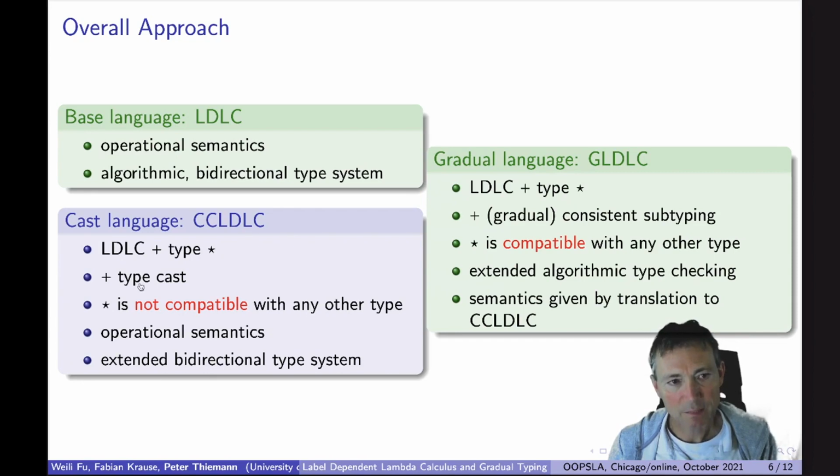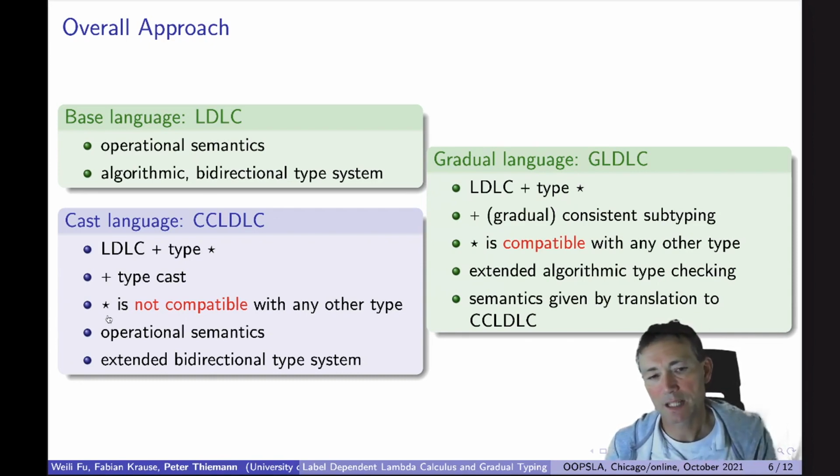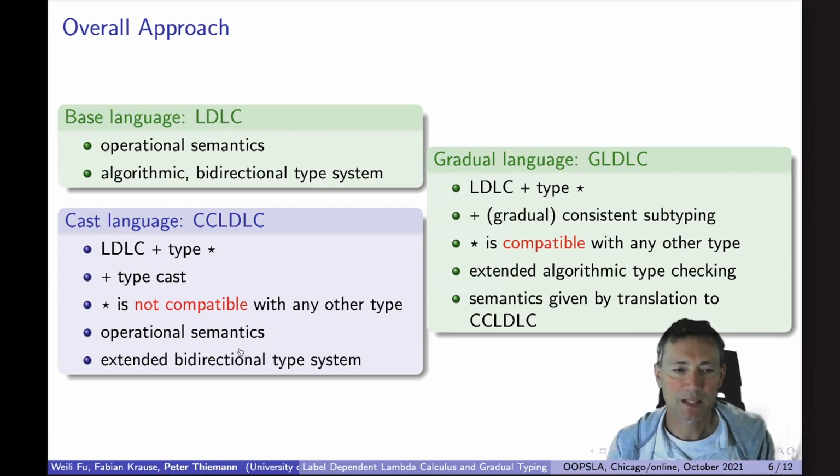So the cast language, which is the translation target from translating GLDLC, is essentially LDLC plus casts. So it also has the dynamic type, but it has a type cast. But in this language, the dynamic type is not compatible with any other type. So if you want to get into or out of the dynamic type, you need to use the cast. On the positive side, it has an operational semantics, and its typing system is also given by an extension of the LDLC system.